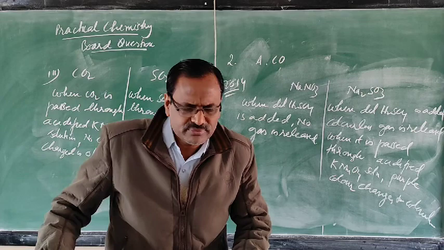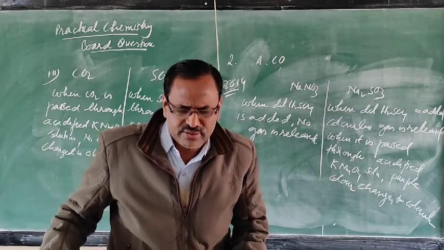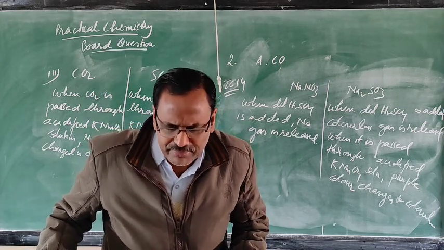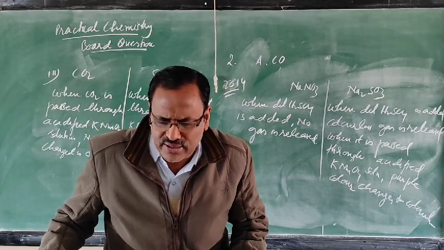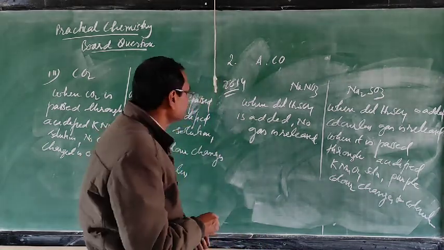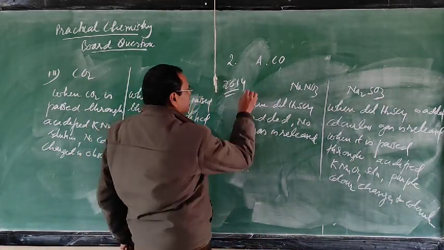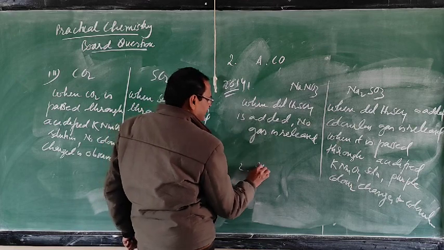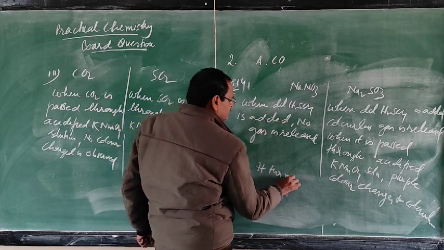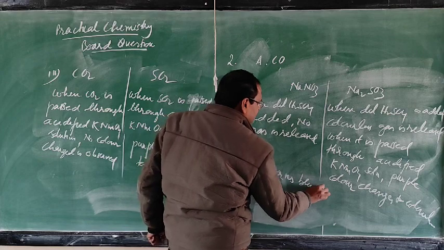Next question: state your observation when moist starch iodide paper is introduced into a chlorine jar. It turns blue-black.